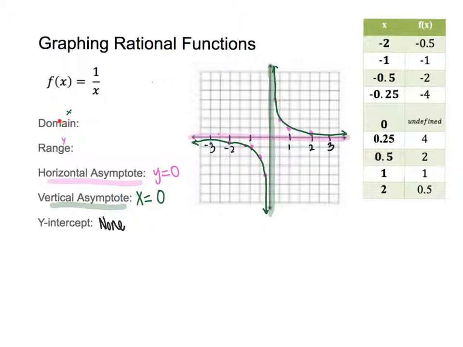Well, for the domain, if we're looking at the x values, we look left and right. As this side of the curve is going to the left, it's approaching negative infinity, right? And this curve here, when it's pointing to the right, it's approaching positive infinity. But what's happening in between?